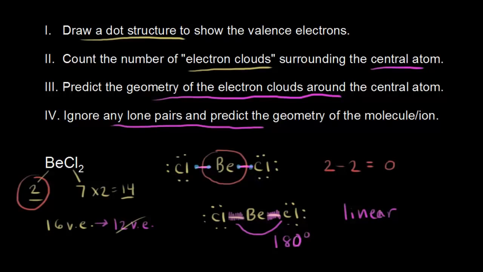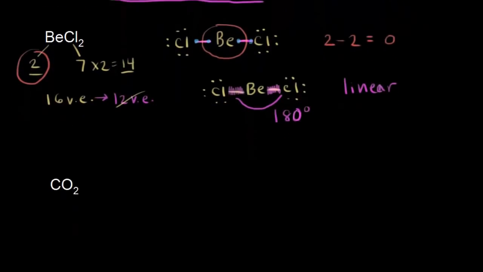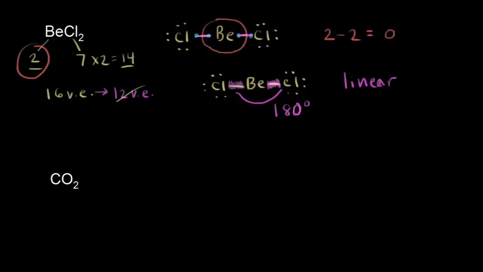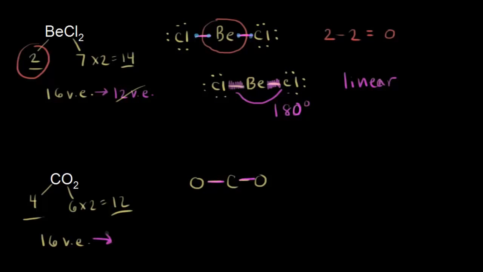All right, so that's how to use VSEPR to predict the shape. Let's do another example, CO2, carbon dioxide. We start off by drawing the dot structure for CO2. Carbon has 4 valence electrons, oxygen has 6, and we have 2 of them, so 6 times 2 gives us 12. 12 plus 4 gives us 16 valence electrons to deal with. The less electronegative atom goes in the center, so carbon is bonded to 2 oxygens like that. We just represented 4 valence electrons, 2 here and 2 here, so 16 minus 4 gives us 12 valence electrons left.